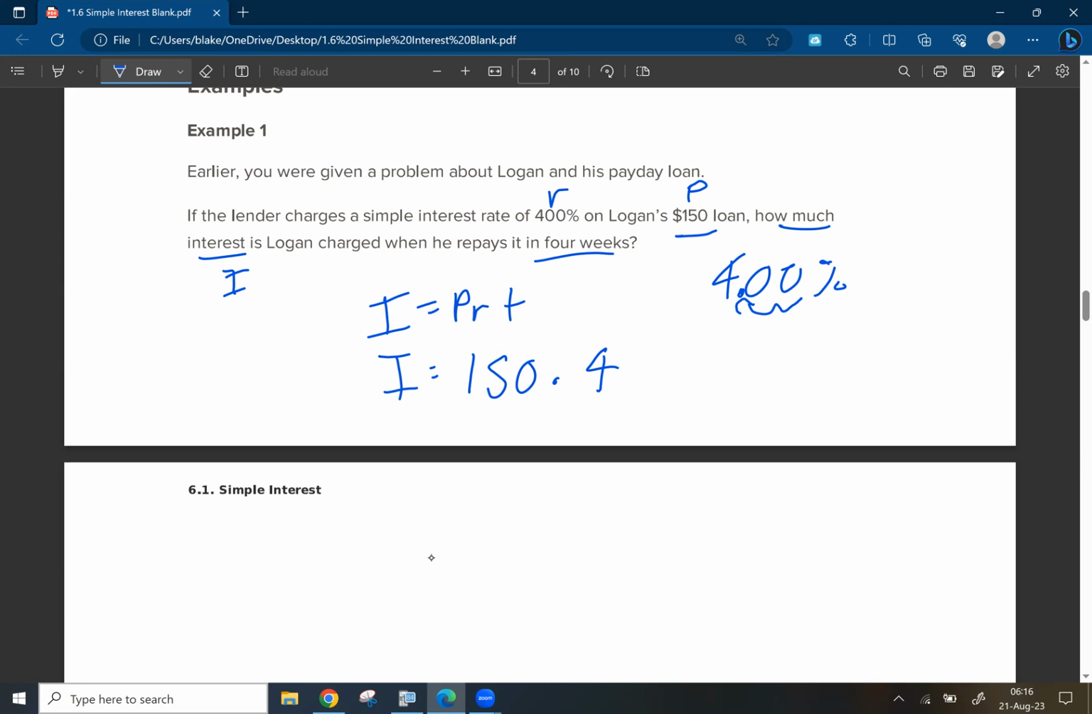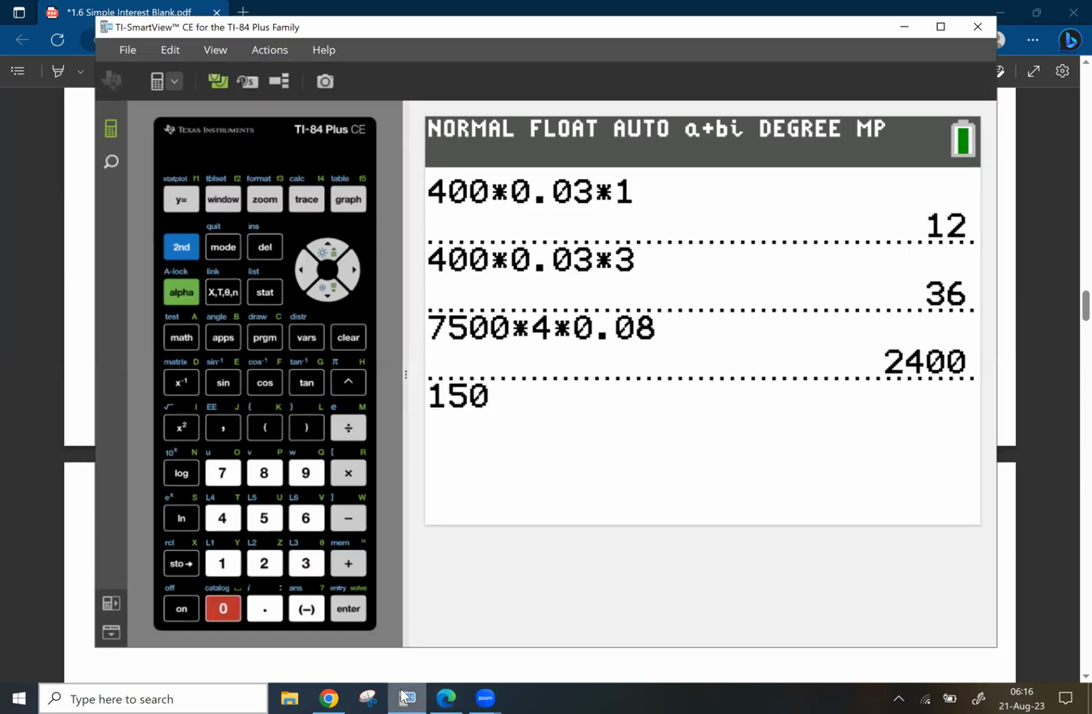I will let you guys know in class if it's wrong or not, but I think this is how it's wanting us to do it. 150 times 4, $600, right?